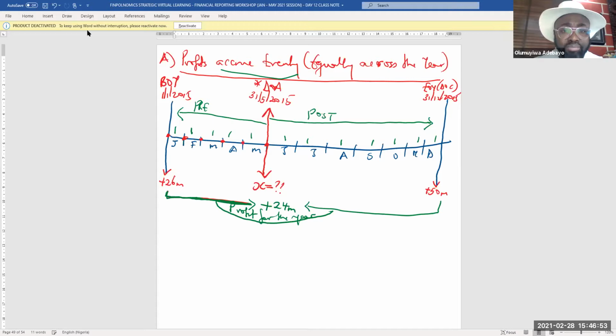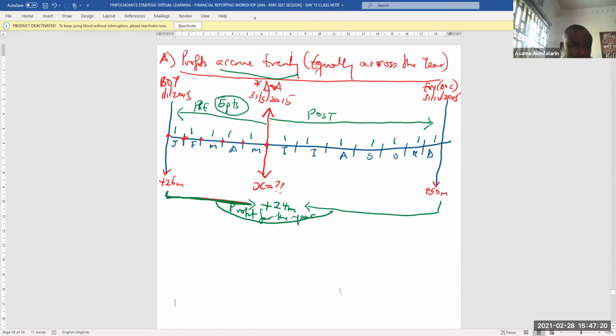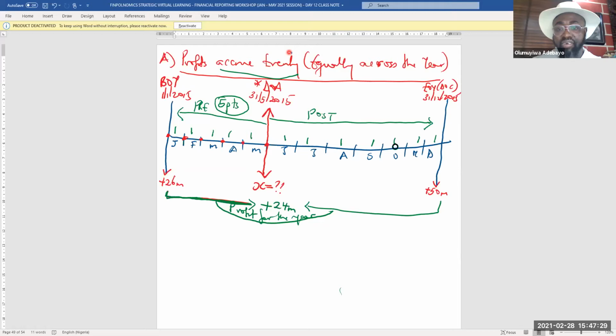Now, how many points make up this acquisition period? How many points? 1, 2, 3, 4, and what? And 5. Okay, I'll put here 5 points. How many points are post-acquisition? 1, 2, 3, 4, 5, 6, and what? 7. 7 points.